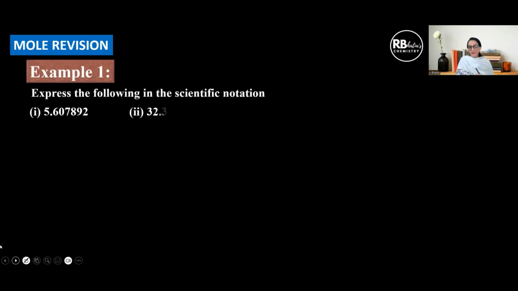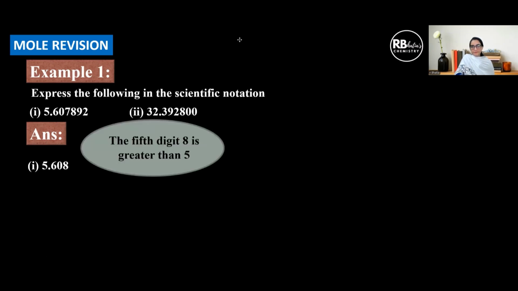So as an example, express the following in scientific notation. Again, pause and then write down. So this one written in scientific notation. I want you to write this to 4 significant figures. So to 4 significant figures means I need to drop this. What am I going to do? If this number after 7, the first number, is more than 5, I drop all these and increase the previous by 1. The question is express the following in scientific notation and express up to 4 significant figures. So drop all these numbers and increase the previous by 1.